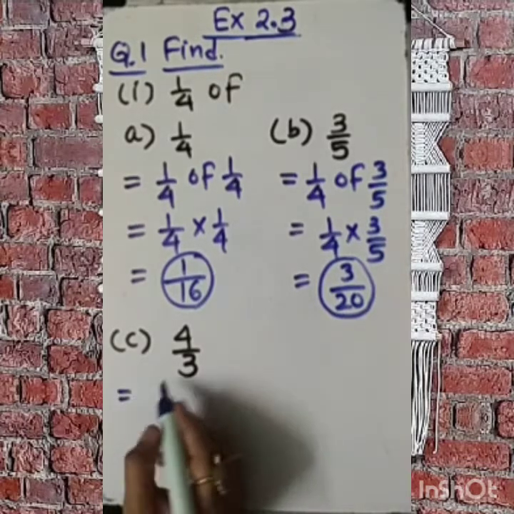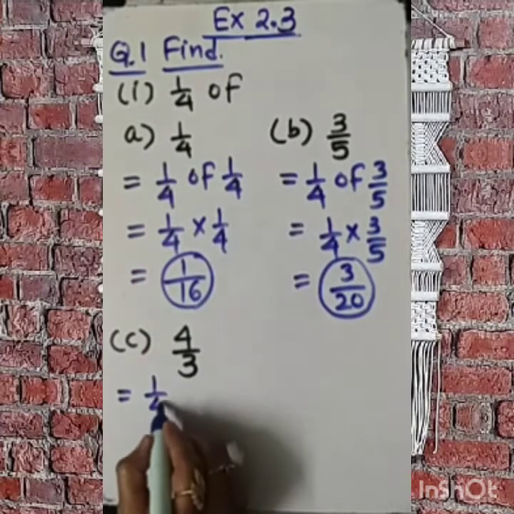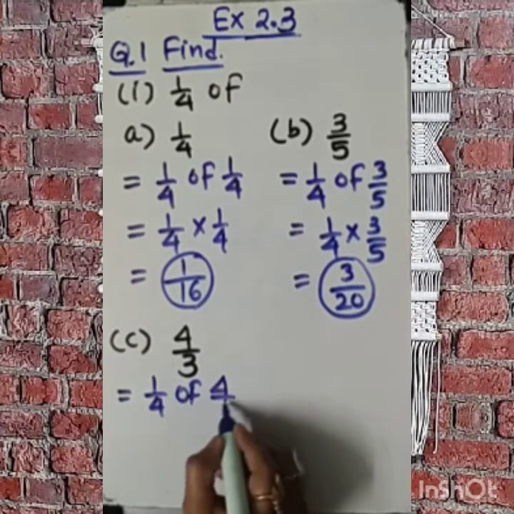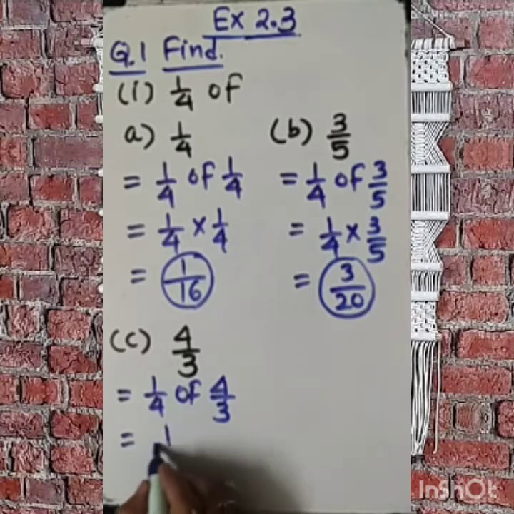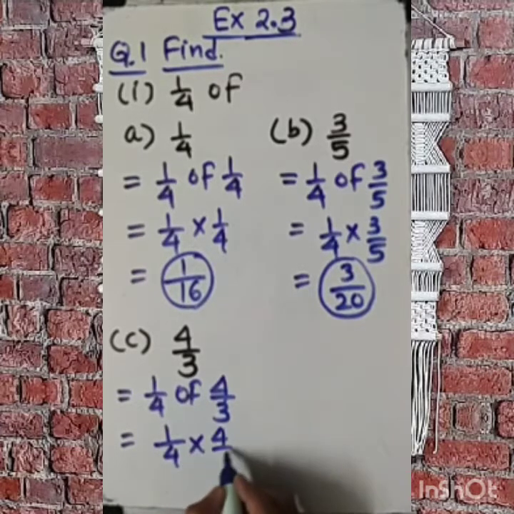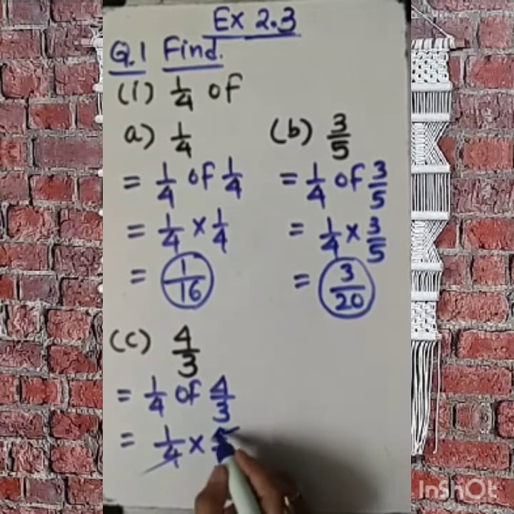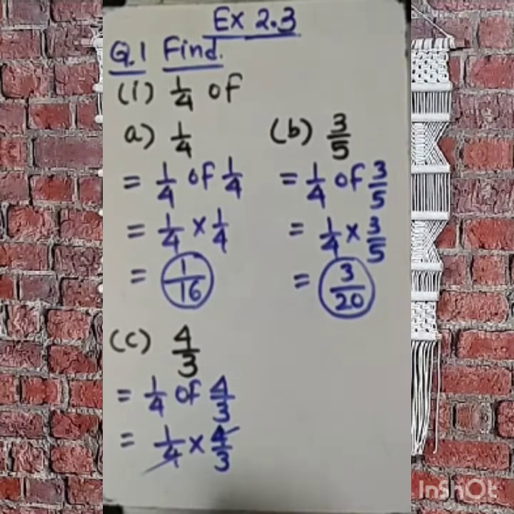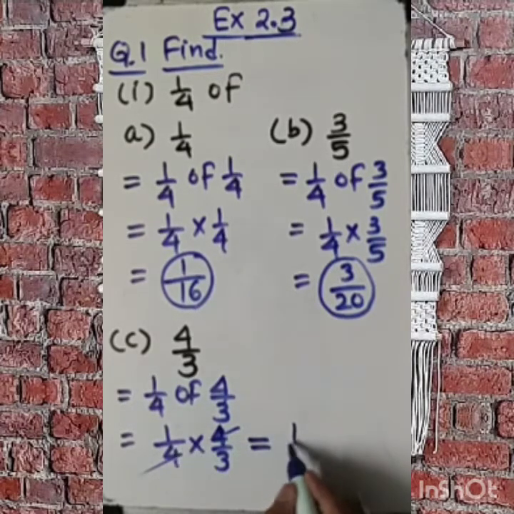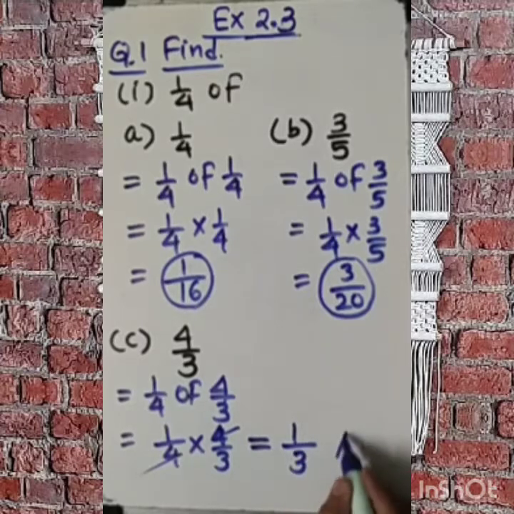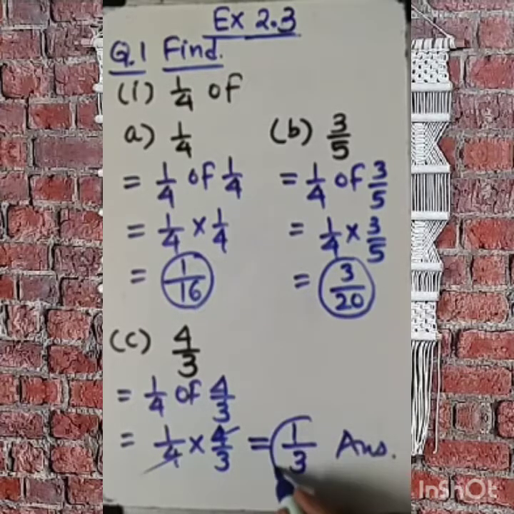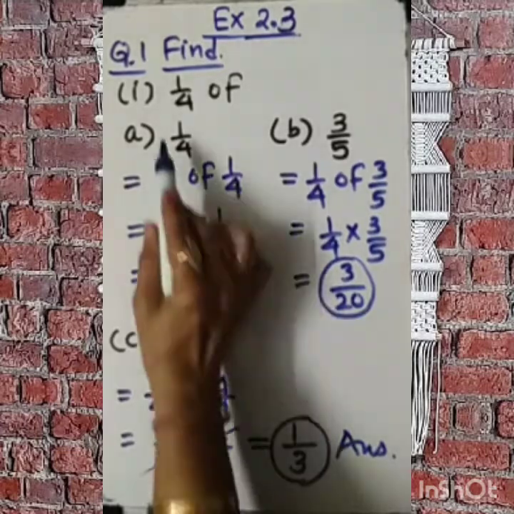Now let's work out this: 1 by 4 of 4 by 3. Agree? So 1 by 4 into 4 by 3. Dear student, here 4 cancels. In this question something is common, that is 4, and it is cancelled. So what is left? In numerator 1 and denominator 3. So the answer is again a proper fraction, that is 1 by 3. This is the complete solution of question 1, the first part.